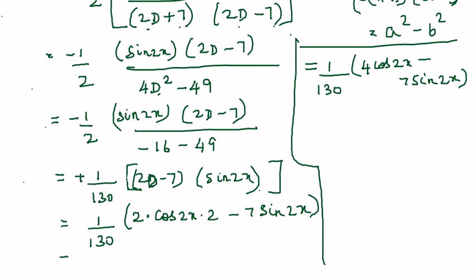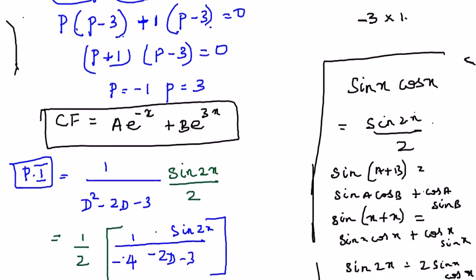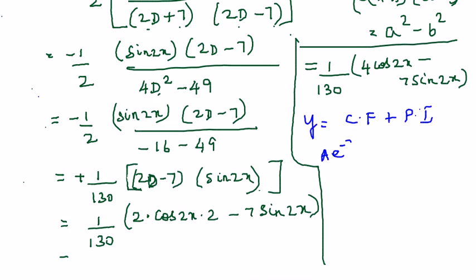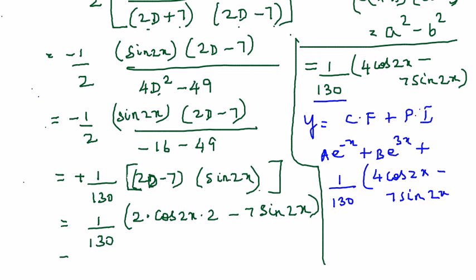Therefore my final solution becomes y is equal to my characteristics, my CF plus PI, the particular integral. My CF was what? Let's go up. A e power minus x plus b e power 3x, right? So it was a e power minus x plus b e power 3x, and my PI was whatever I found here, 1 by 130 into 4 cos 2x minus 7 sin 2x. So this is my final solution.